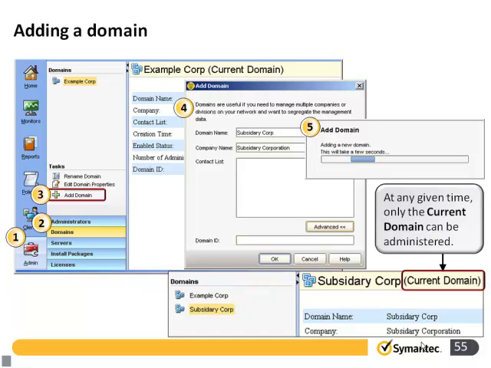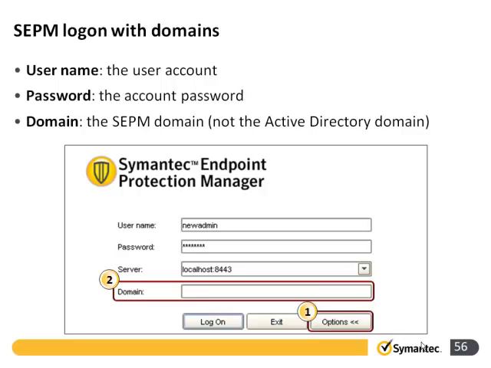Here we can add a domain. So under our add domain task, give it a domain name, and away it goes. Once you've added domains, then the logon will change. When you log on, it will ask you for the domain name. And remember, this is not an Active Directory Windows domain, it is a SEPM domain that it's after here.